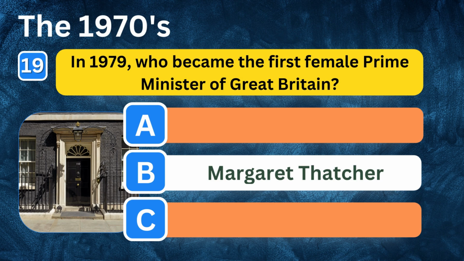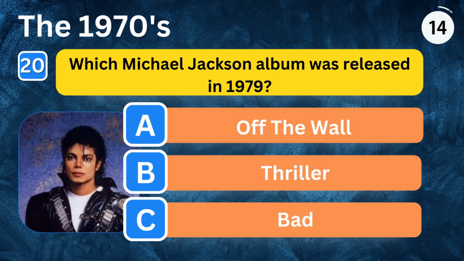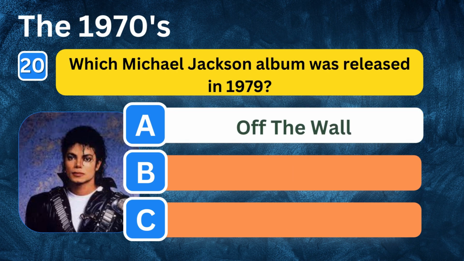And the final question of this round, question 20, which Michael Jackson album was released in 1979? Was it Off the Wall, Thriller or Bad? And the answer was Off the Wall. Let's move on to the next round.